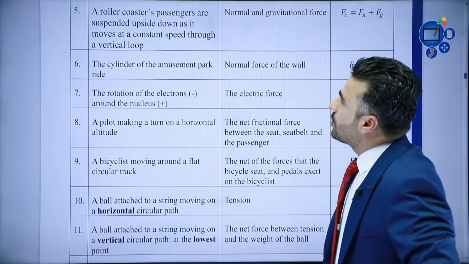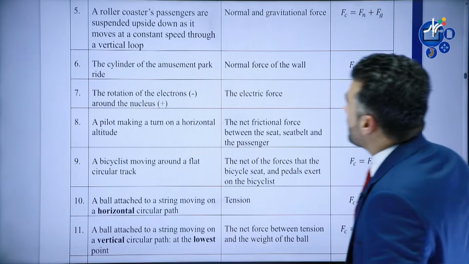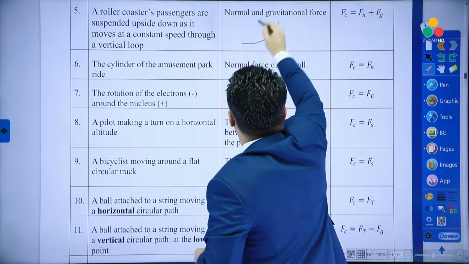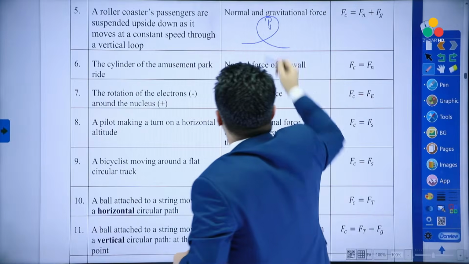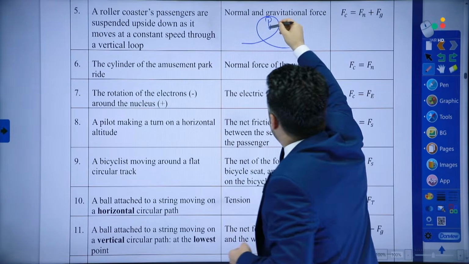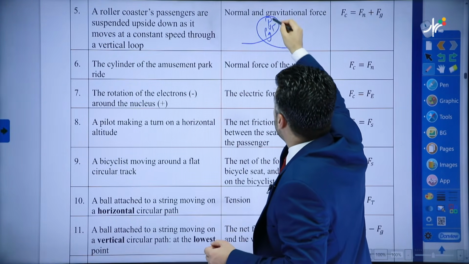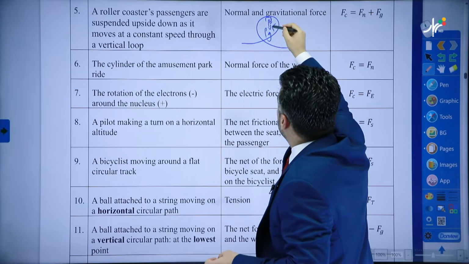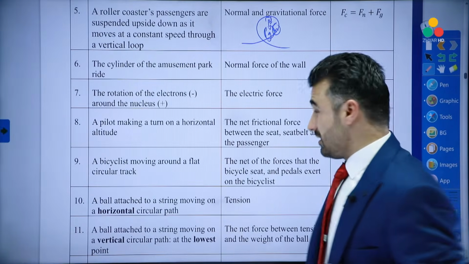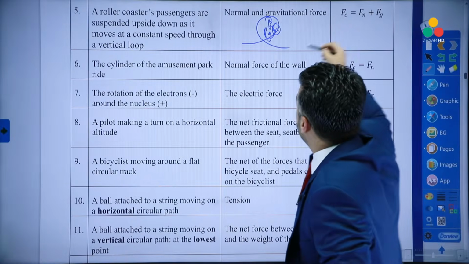A roller coaster's passengers are suspended upside down as it moves at a constant speed through a vertical loop, guys. So remember this. Let's say we have a roller coaster at a point here. You can see what provides the centripetal force in this case. Of course, we know which forces are downward: the gravitational force is downward, and the normal force of this track would also be downward in this case. So these two forces combined will provide the centripetal force needed for the roller coaster to move in a circle.